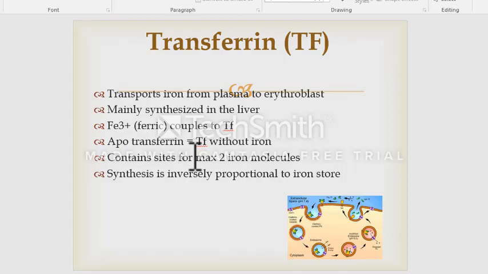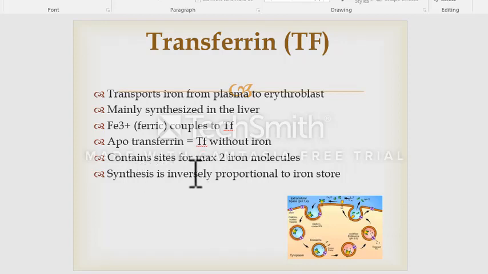And for transferrin, there are specific receptors on various parts of the cells where iron is required. Therefore, this transferrin carries iron for storage purpose and also for functional purpose. For example, for the process of erythropoiesis, where hemoglobin synthesis occurs. So this transferrin is basically responsible for carrying iron.